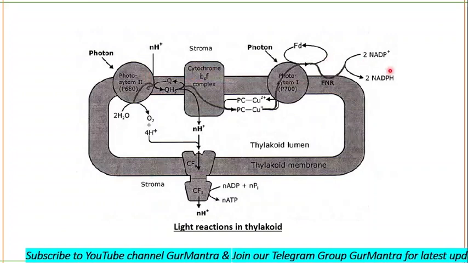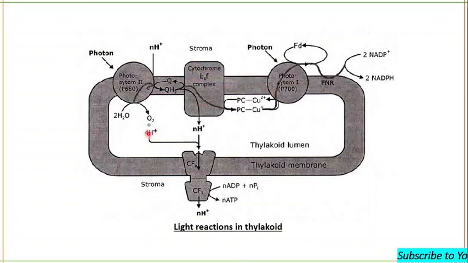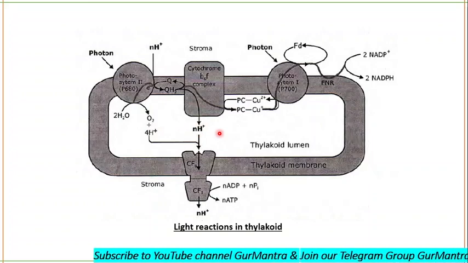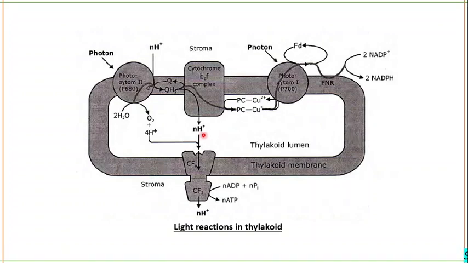You know about this whole process. So for 4 electrons, there is a total of 12 protons. How many? 12 protons are there in the lumen now. How many protons are there in the lumen? 12 protons are there in the lumen.